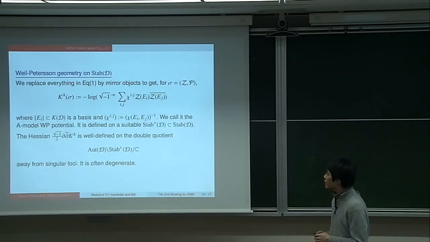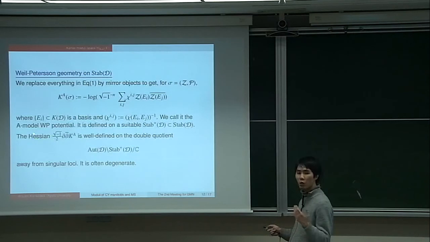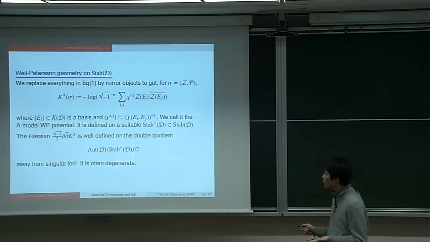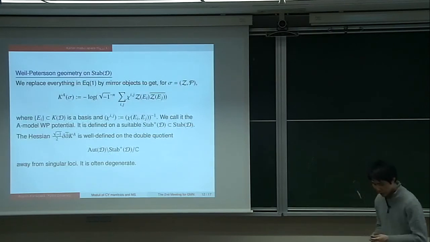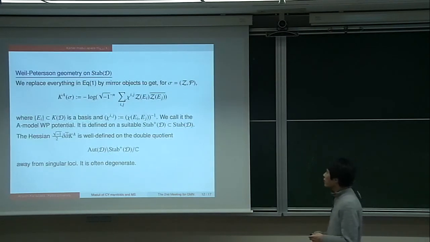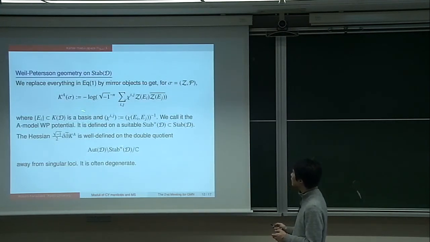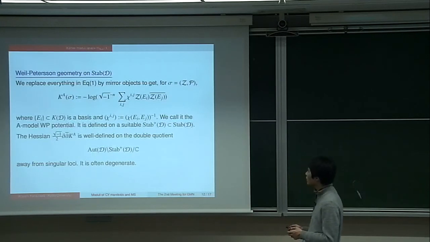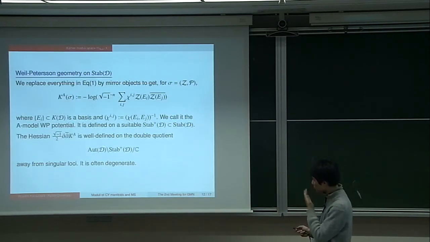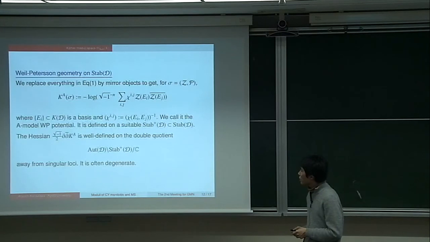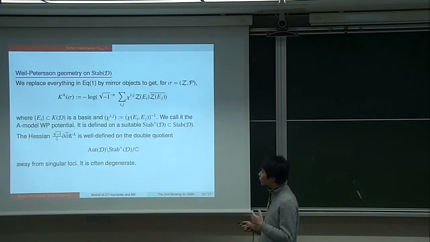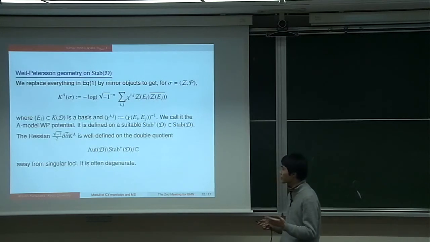But what you can check is that the complex Hessian of this function is well defined on the double quotient of this sort. It's not clear that this is an independent choice, or invariant under auto-equivalences and things. So the problem is this is well defined, but it's not necessarily a given metric.